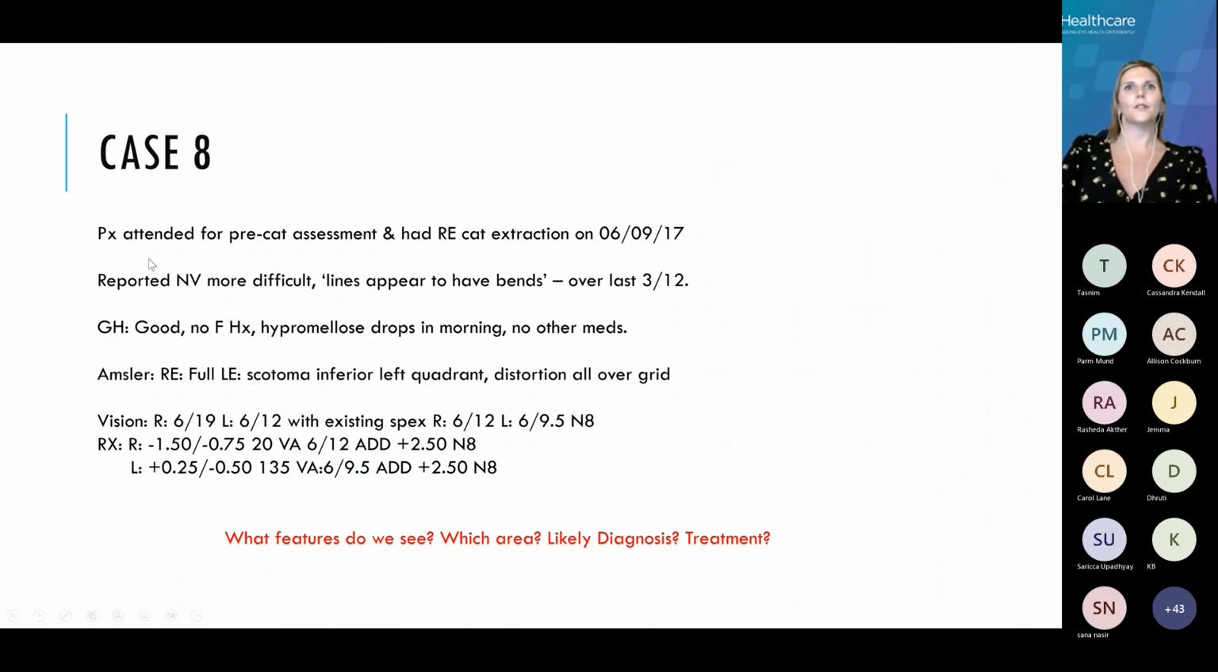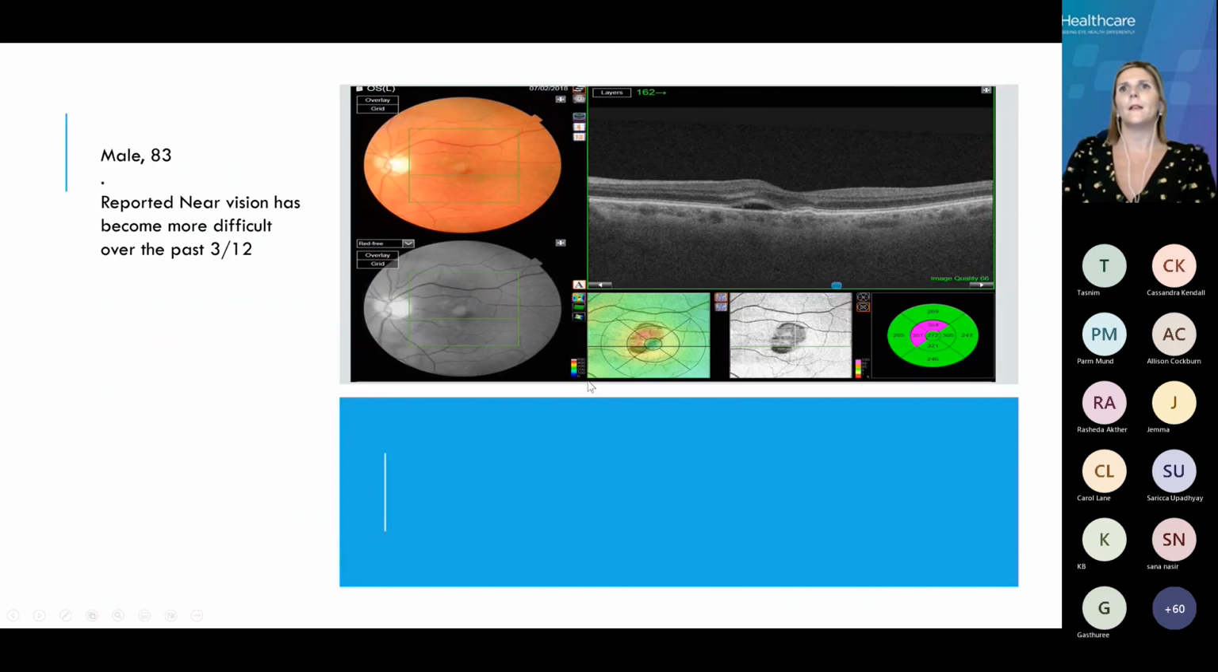We have got a patient who attended a cataract assessment and had cataract extraction, reported near vision more difficult, lines appear to have bends over the last 3 months. General health is good. Amsler, right eye is full, left eye there's a scotoma inferior left quadrant and distortion all over the grid. And with this patient, the reported near vision has become more difficult over the last 3 months.